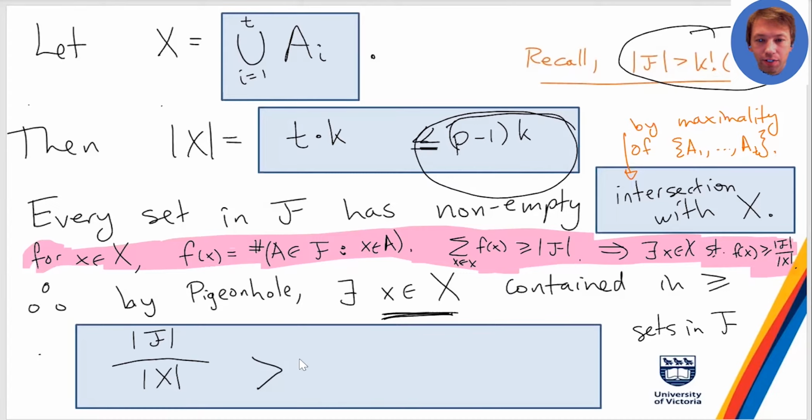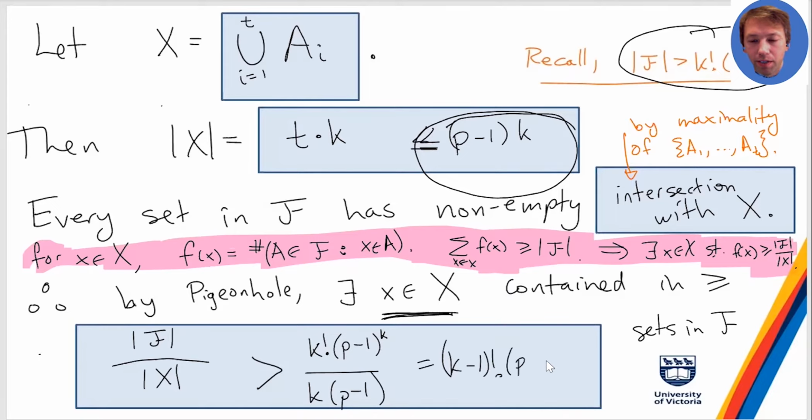So this is greater than, maybe I'll just write out the whole thing without skipping a step, k times (p minus 1), which is (k minus 1) factorial, (p minus 1) to the k minus 1. Pretty conveniently, if I did induction on k and looked at the lower bound when k is k minus 1, this is exactly the value that you would get. But now we have to somehow use the inductive hypothesis to finish things off.